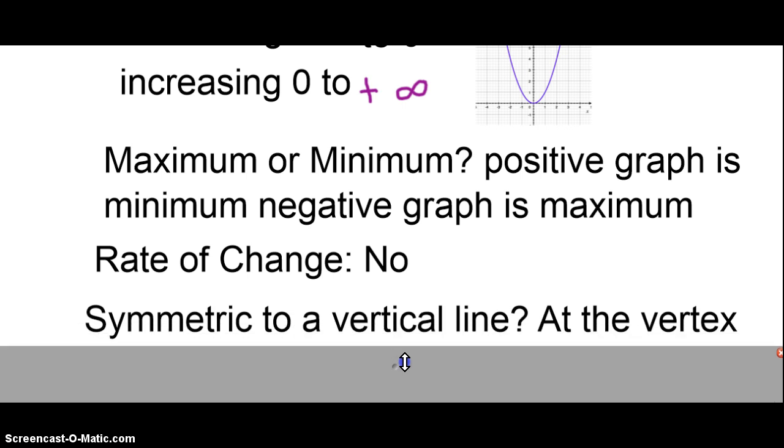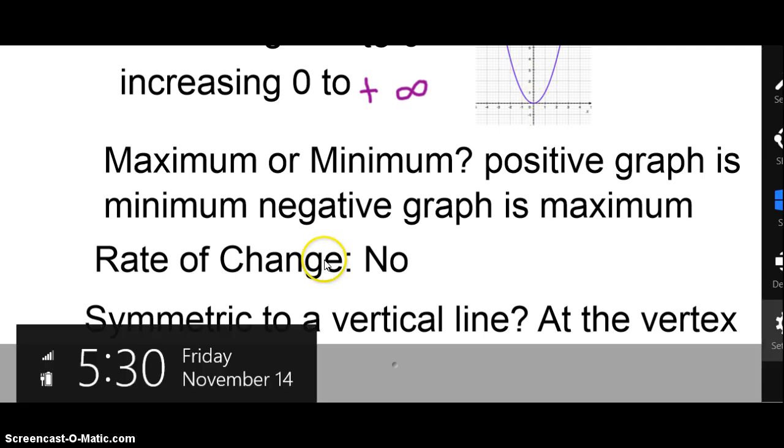The symmetry to a vertical line is again at the vertex. So here in this graph, if I put a line through here, through the vertex, you could notice that it is a mirror image of each other. It has symmetry.